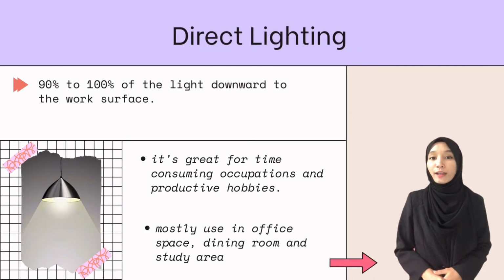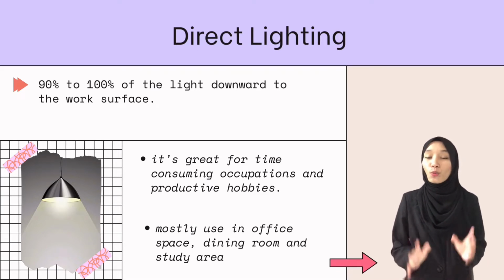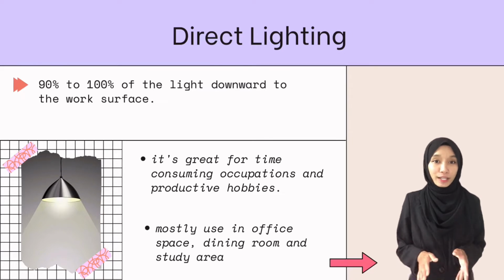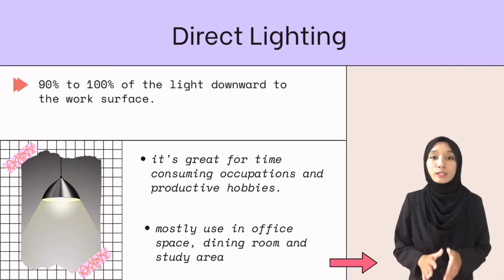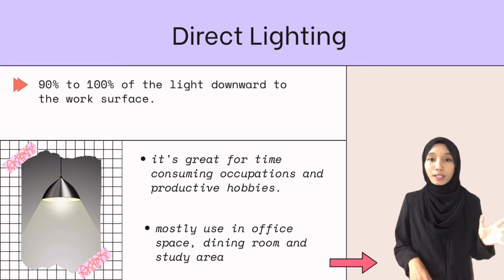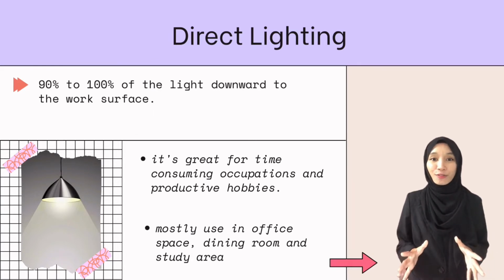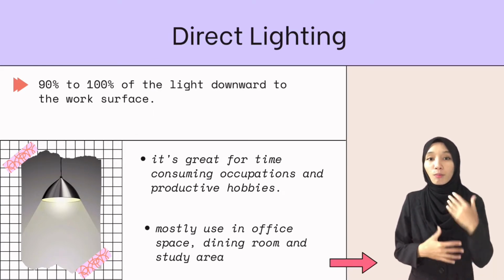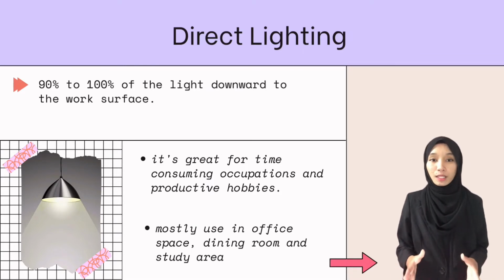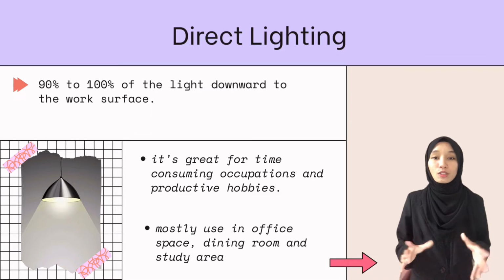Next is types of lighting. First, direct lighting. Direct lighting is 90% to 100% of light emitted downward directly onto a specific object or area. Because it is direct radiation, it works for our daily things such as reading, cooking, or studying. Next point is when to use. It's great for consuming occupations and productive hobbies. This light gives more focus to employees when doing something. Usually, this lighting is used in office spaces, dining rooms, and study areas because it requires strong light.